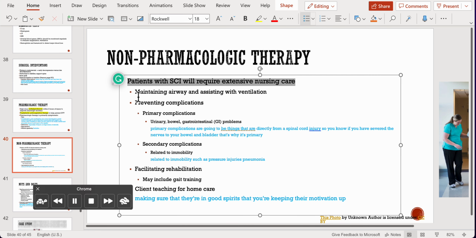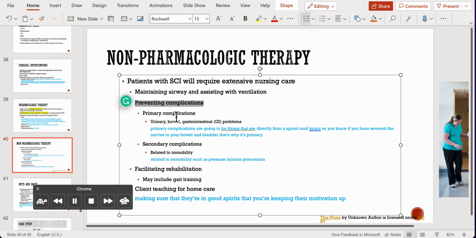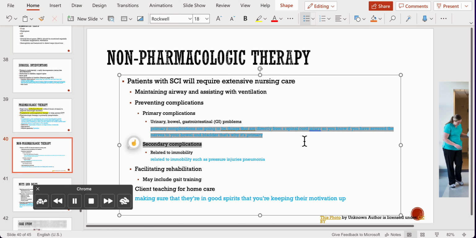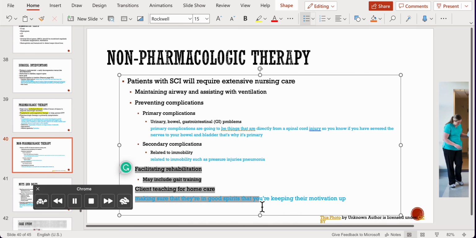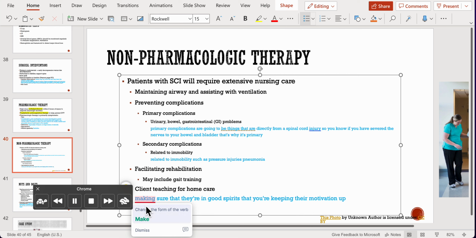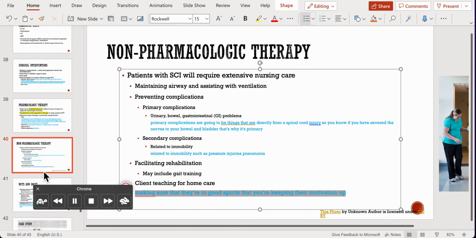Non-pharmacologic therapy. Patients with SCI will require extensive nursing care: maintaining airway and assisting with ventilation, preventing complications. Primary complications: urinary, bowel, gastrointestinal, GI problems. Primary complications are things that come directly from a spinal cord injury, so if you have severed the nerves to your bowel and bladder, that's why it's primary. Secondary complications are related to immobility, such as pressure injuries, pneumonia. Facilitating rehabilitation may include gait training, client teaching for home care, making sure that they're in good spirits and keeping their motivation up.